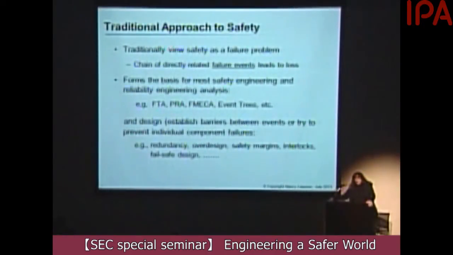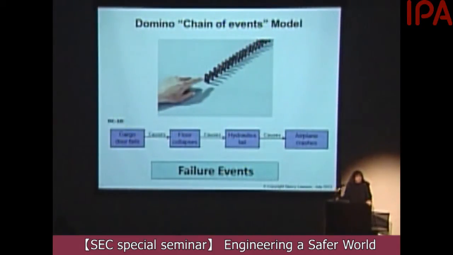It also forms the basis for the design approaches that we use. We either try to establish barriers between these chains of events. If A causes B causes C, then if we put a barrier between so A can't cause B, then we solve the problem. Or we try to prevent individual component failures. And we use techniques such as redundancy, over-design, meaning design things to be stronger than we think they need to be, build in safety margins. We use interlocks. We use fail-safe design. All of these techniques and this approach is part of everything engineers do today. The problem is it doesn't work anymore, or at least it doesn't work as well anymore.